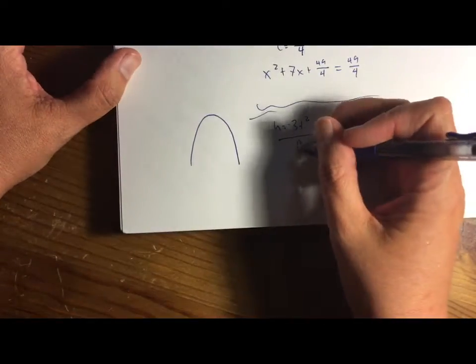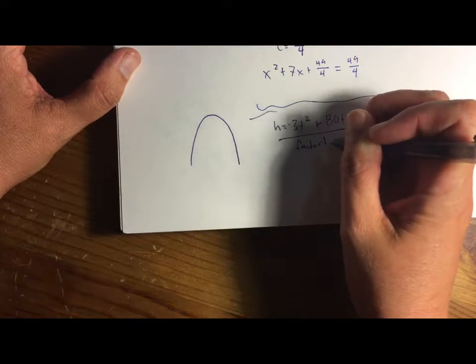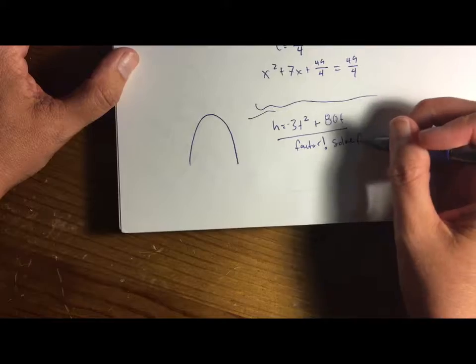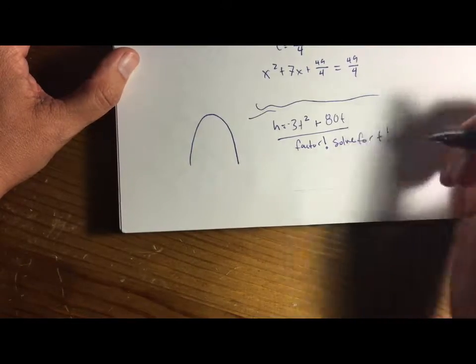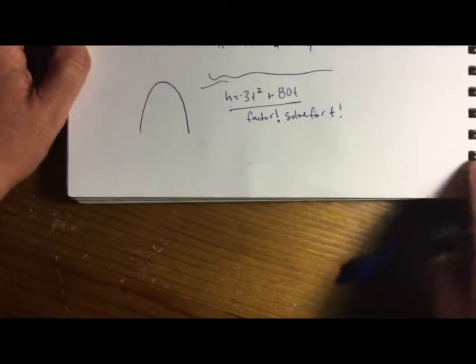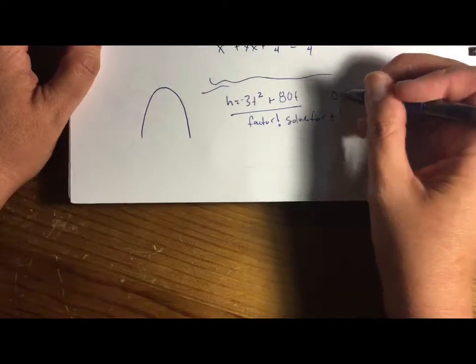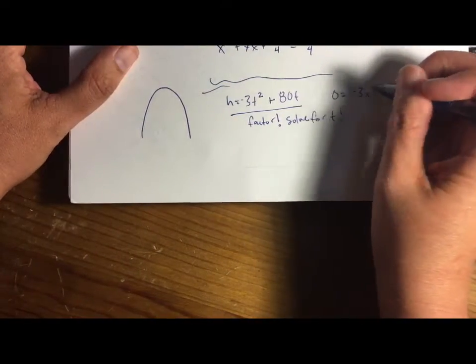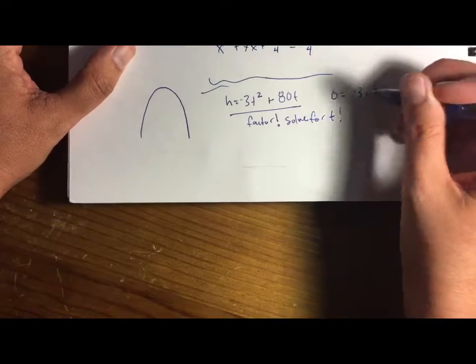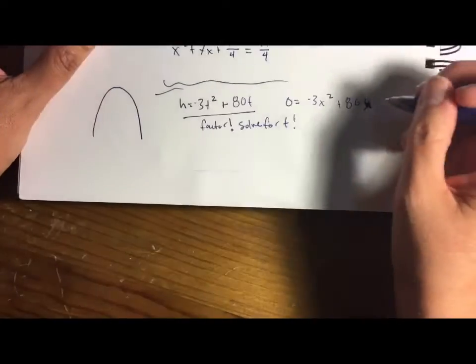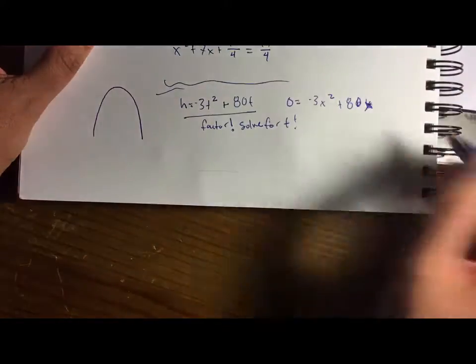You're finding your factors again. Or just solve for t, which is basically x in this situation. If it makes you feel better, you can even change them to x's. So if we make this 0 equals negative 3x squared plus 80x, let's just solve for x.